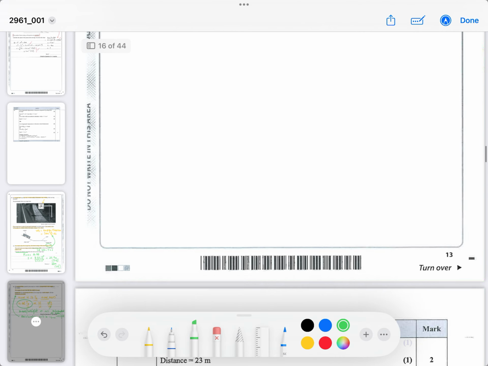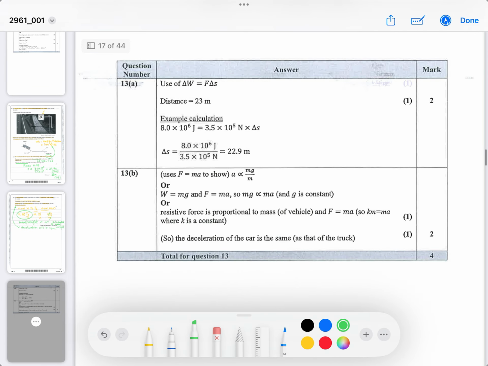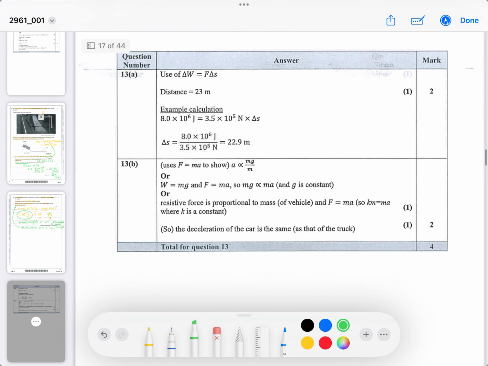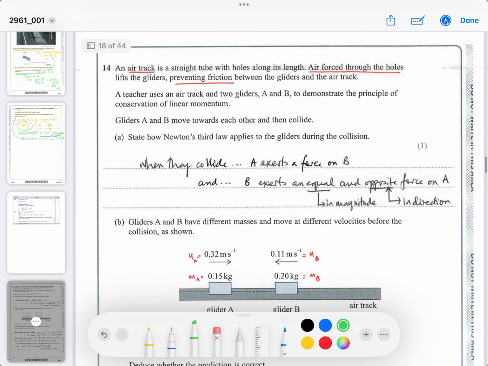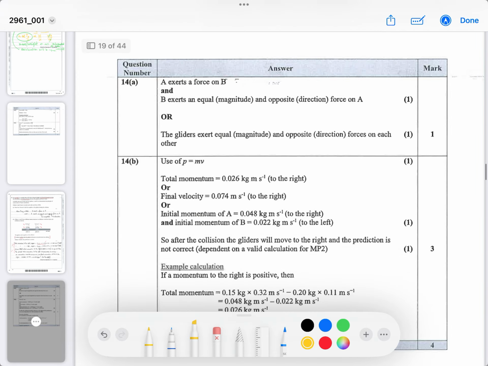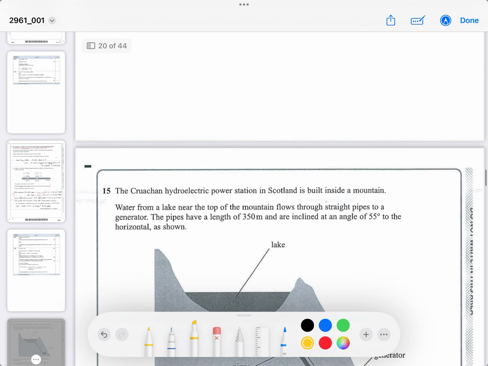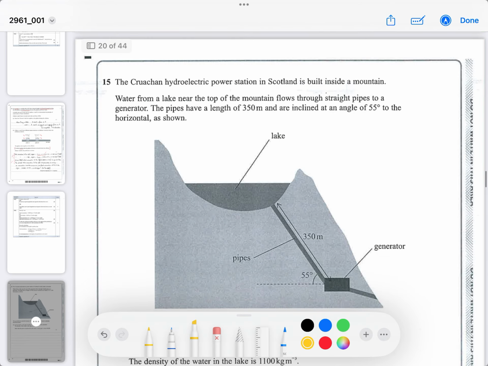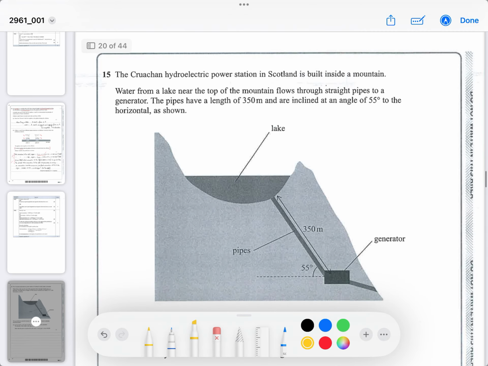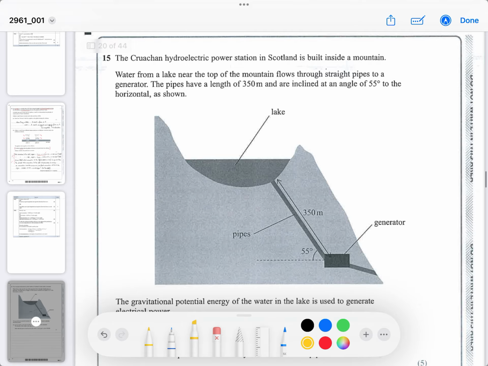Here's the mark scheme for both parts. I'll let you stop the video. You can analyze it yourself. I'm going to go straight into question 14 because I'm on a time deadline. Okay, so an air track. We did this one in the original run through, so I did some of the mechanics ones already. And question 15, I didn't do.